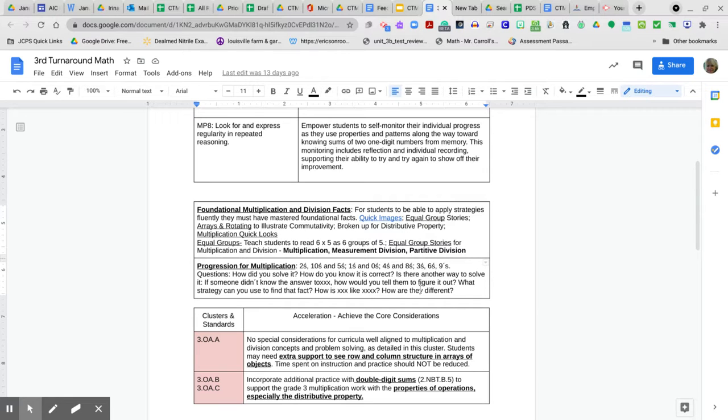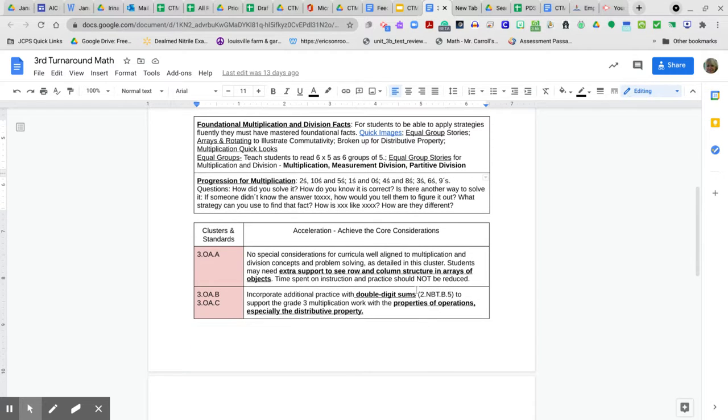Questions that you're going to ask when you're working with students: How did you solve it? How do you know it's correct? Is there another way to solve it? If someone didn't know the answer to 2 times 3, how would you tell them how to figure it out? What strategy can you use to find that fact? How is 2 times 3 like 3 times 2? How are they different?